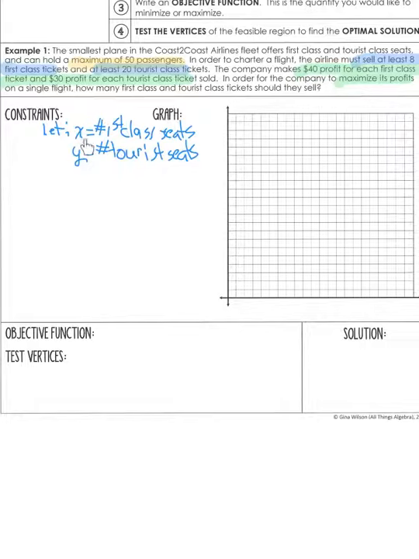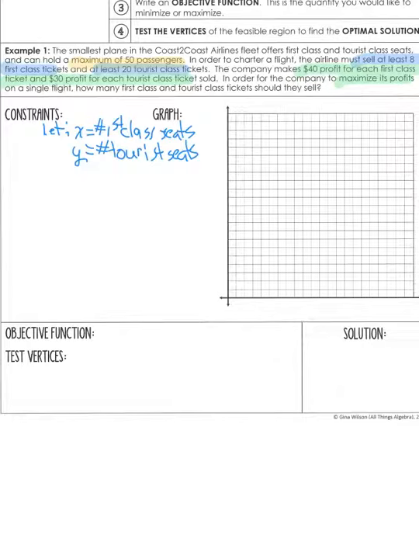Now, technically, you could reverse your x and y. So your y could be my x, and your x could be my y, because the first class does not depend upon tourist seats, and tourist seats does not depend upon first class. So it really doesn't matter. Our graphs might be slightly different looking, but we're going to eventually get the same answer. So then let's write our constraints.